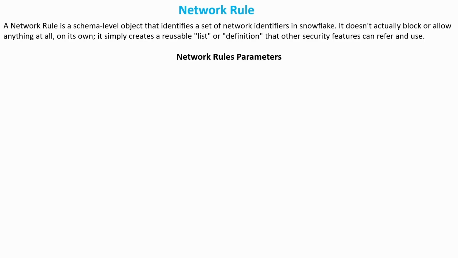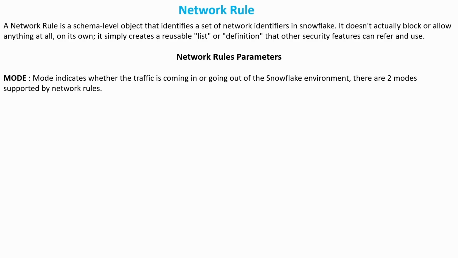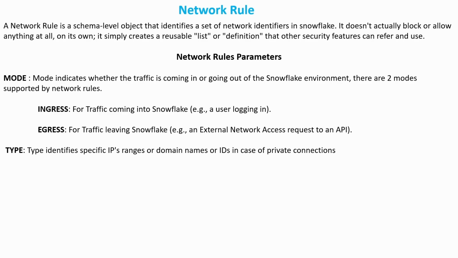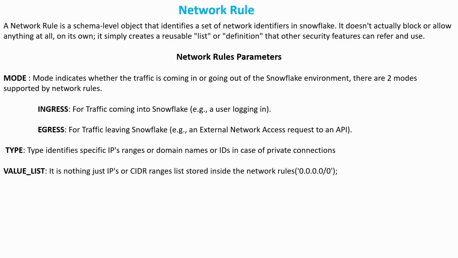If we talk about network rule parameters, the first is mode. Mode indicates whether the traffic is coming in or going out of the Snowflake environment. There are two modes supported by network rules. Those are ingress, which is for traffic coming into Snowflake, and second is egress, which is for traffic leaving Snowflake. The next parameter is type. Type identifies the specific IP ranges, domain names, or IDs in case of private connections. And the third one is value list. It is nothing but your IPs or CIDR ranges stored inside the network rules.